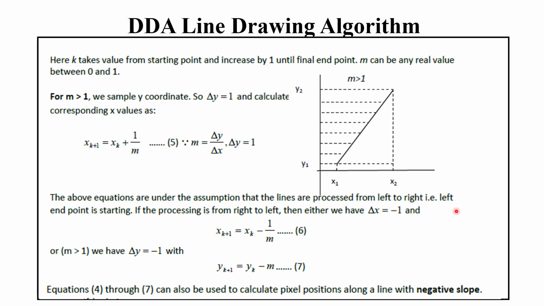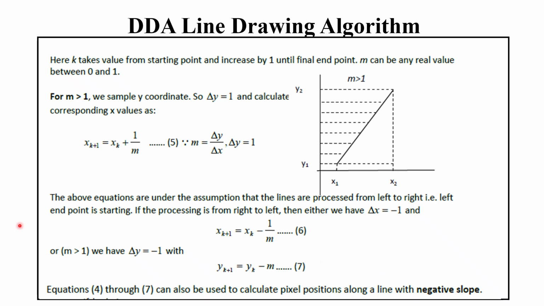So the above equations are under the assumptions that the lines are processed from left to right. So always, even in the previous diagram, we have seen the processing of line from left to right. That is, left will be the starting point. If the processing is from right to left, that is from this point to this point, then we will have del x as minus 1. We will be decrementing x value regularly by 1 and we will be calculating the corresponding y values, or else we will be decrementing the value of y always by 1 and then find out the corresponding values of x.